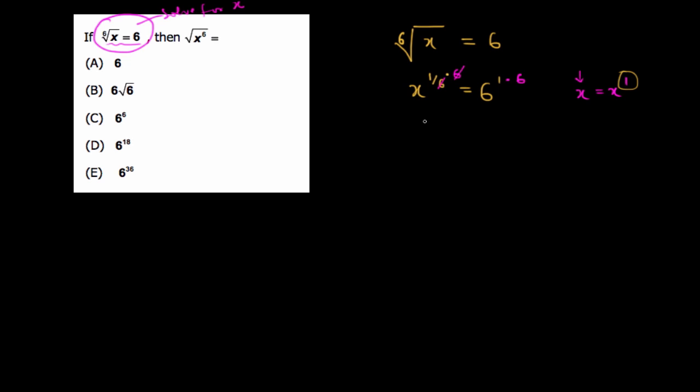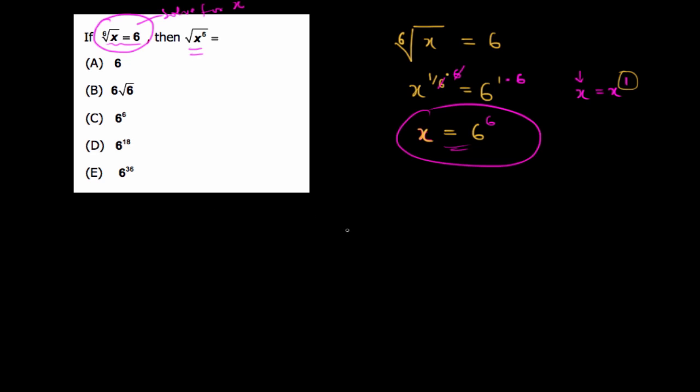So this cancels, and what I have is x equals 6 to the power 1 times 6, which is 6. This is x to the power 1, which is also x. So now my x equals 6 to the power 6. Yep, so now I have my x. Let me now go and find the other part.